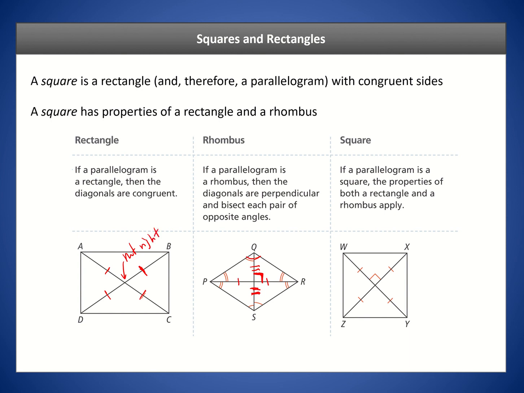Whereas a square takes the right angle property from the rhombus right there, but a square also takes the fact that the diagonals are the same length from a rectangle. So you can see that a square has properties of a rectangle and a rhombus. And in addition, the angles in the square get cut in half. So that's another property of the rhombus that the square has.